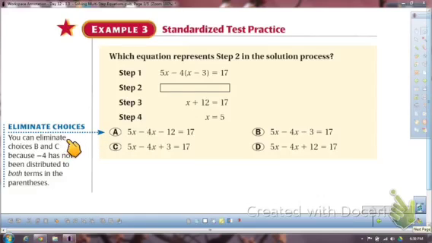So it says that you can eliminate choices B and C because negative 4 has not been distributed to both terms in the parentheses. So let's take a look at B. See how that's still a 3 over there? That means that this negative 4 has not been affecting the negative 3 here. So that's why we could get rid of B right off the bat. Now C, it's still a 3. Even though it's positive, it hasn't changed much. So we could get rid of that one too. So really it boils down to A or D. Well, let's see what happens.